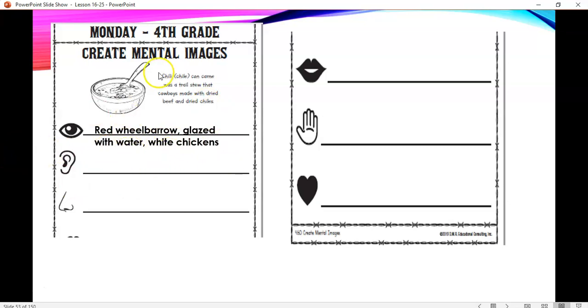white chickens. Remember, mental images is anything that the author or the speaker uses. They use a lot of sensory details, and that's just to emphasize, give you an idea. If you close your eyes, you can see all of that in your head. So I'm going to give you 45 more seconds to copy that. Once you're finished, start thinking about what could you hear if you were there with the speaker, William Carlos Williams.